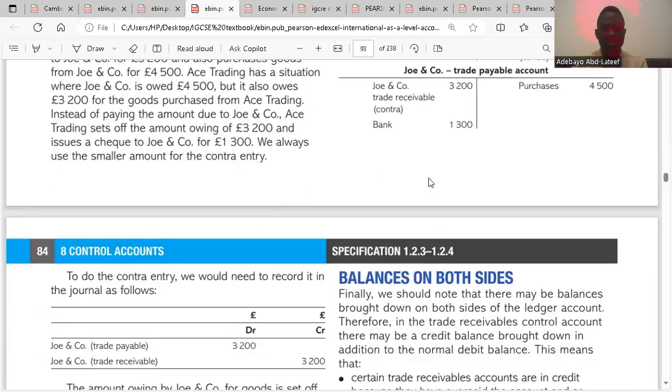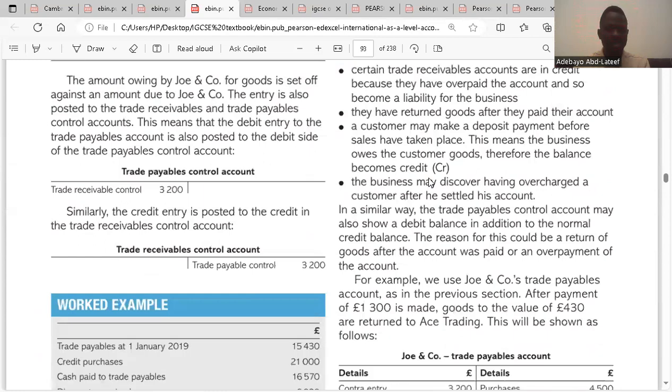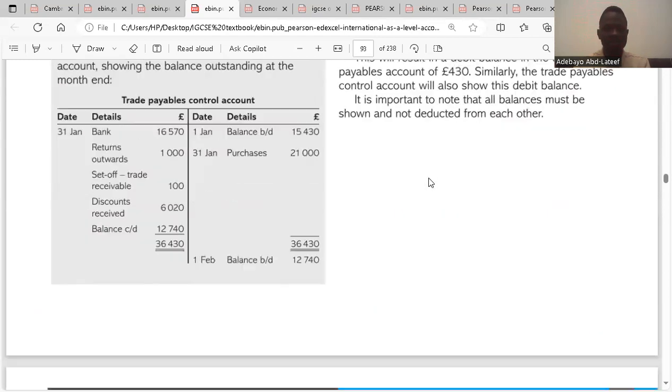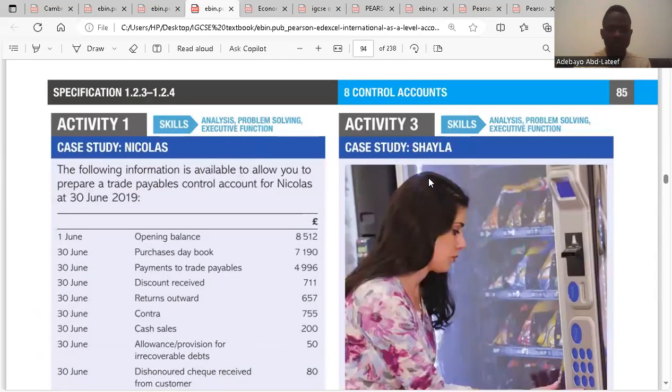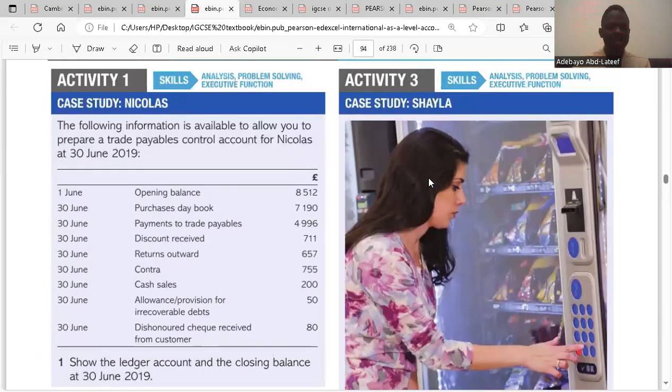Then we have a question, which I'm just going to treat. Then we're done with control accounts. So here we have activity 1. They said, Nicholas, this following information is available to allow you to prepare a trade payables control account for Nicholas at 30 June 2019.